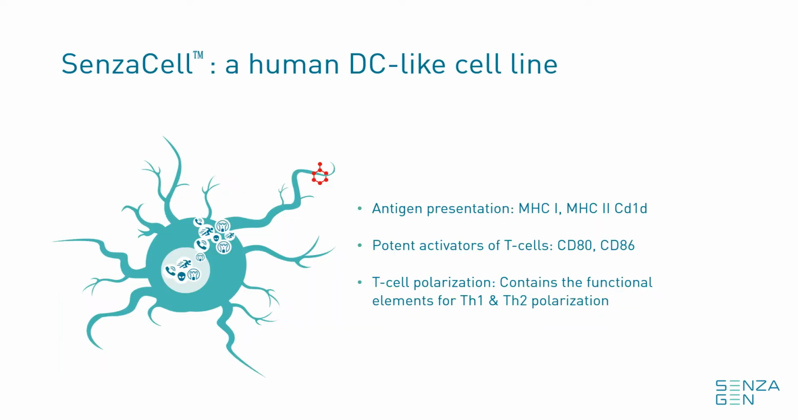Therefore, in the GARD assays, we use a human dendritic-like cell line called the sensicell cell line. This is a monocytic cell line that has been differentiated to acquire many characteristics identical to those of primary dendritic cells. Like many primary cells, the sensicell cell line can take up and present antigens on MHC classes 1 and 2, as well as on CD1D. They respond to pro-inflammatory cytokines by upregulation of co-stimulatory molecules such as CD80 and CD86. And importantly, they contain the functional elements involved in regulation of Th1 and Th2 polarization.